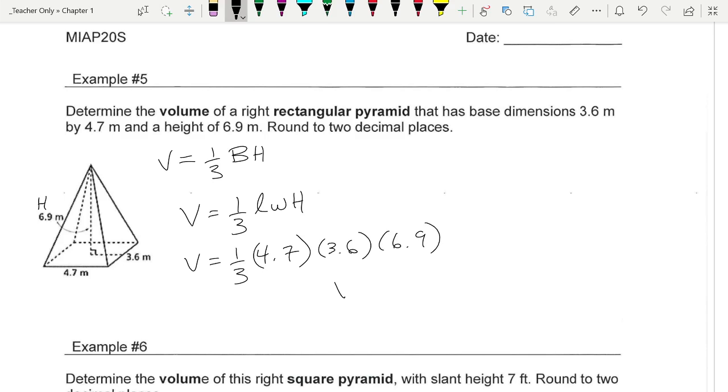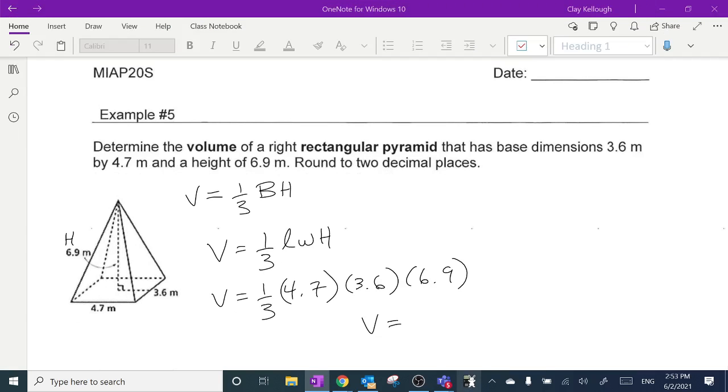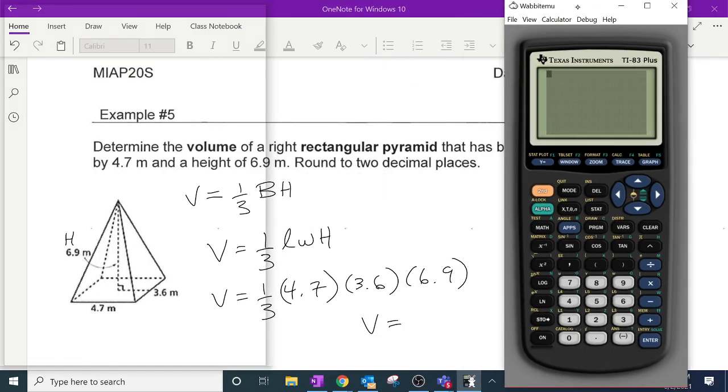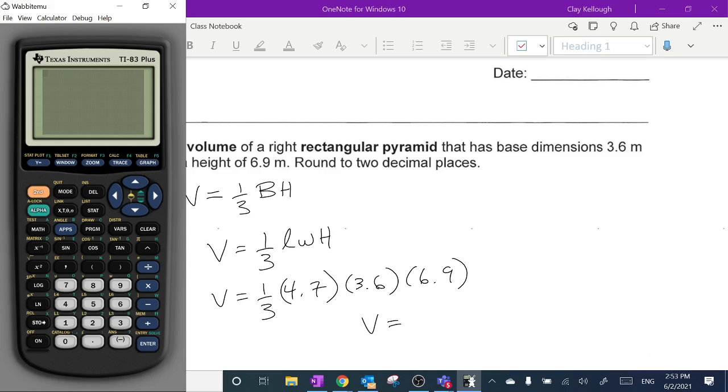And now I couldn't do that in my head, so I'm going to punch buttons on my calculator. Can I point out to you a nice little shortcut? Timesing by 1/3 is the same as just dividing by 3. So on my calculator, let me bring up the calculator. Instead of going 1/3 times, it's easier to just go 4.7 times 3.6 times 6.9, and then just go divided by 3. Boom. And there we go. So we want 2 decimal places, so that 1 becomes a 2, 38.92.